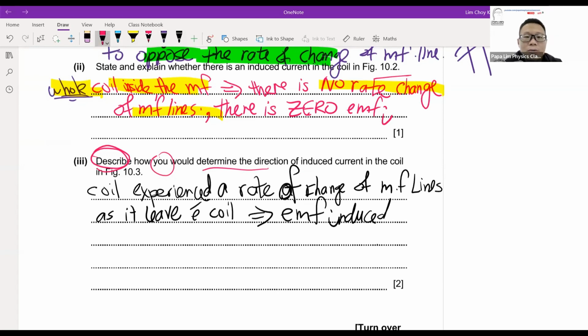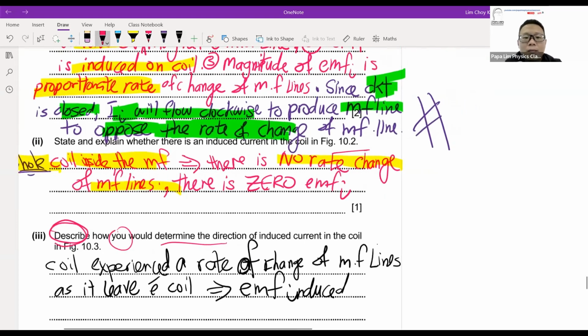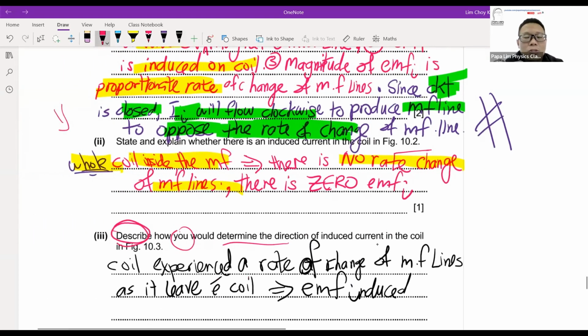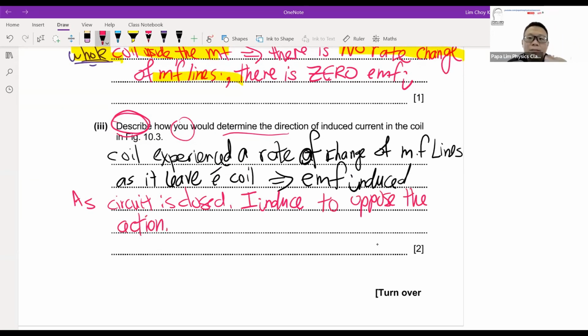Remember, Lenz's law, one of the keywords that I mentioned in part 1, is that there are 3 things that I always want to write. As the coil or the circuit is closed, there will be an induced current flowing. The induced current will flow to oppose the motion, or the action. And what's the action? The action is the fact that the field lines are decreasing. So you oppose it. It will prevent it from decreasing, so it will try to increase it, try to boost it. This is what we mean by Lenz's law.